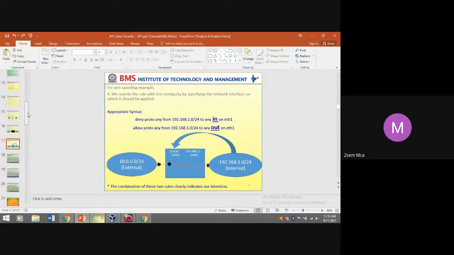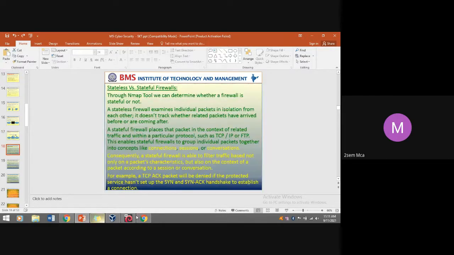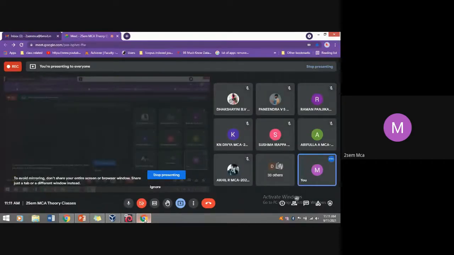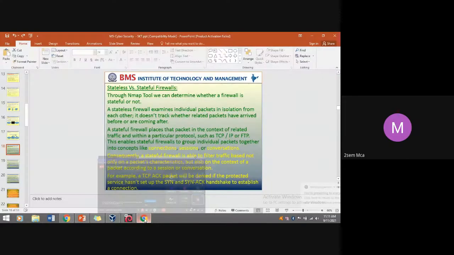I hope I made you understand how you can block the traffic and allow only specific paths to avoid some spoofing attacks. Any doubt? Clear? Fine.